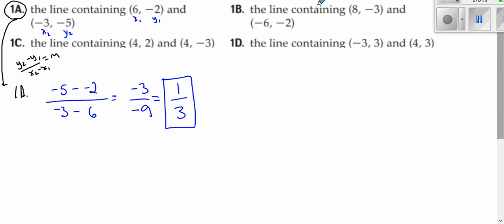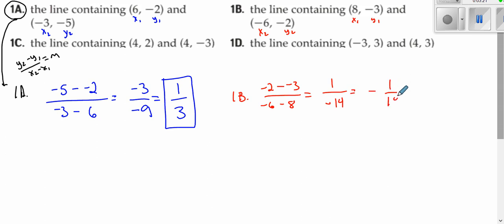Now let's do 1B. Okay, and you can do the same thing. x1, y1, x2, y2. Just keep your numbers straight. And so for 1B, we say y2 minus y1 over x2, negative 6, minus x1, 8. Negative 2 minus a negative 3 would be negative 2 plus 3, which is a positive 1. Negative 6 minus 8 would be a negative 14. You don't leave the negative in a denominator, you just write it out front. Negative 1/14 will be the slope of this line.